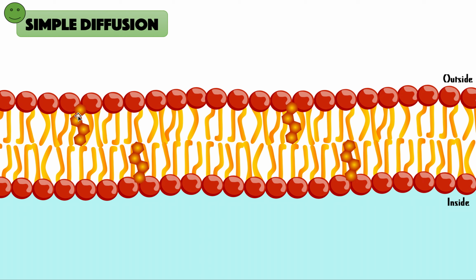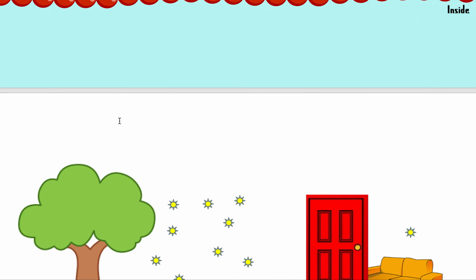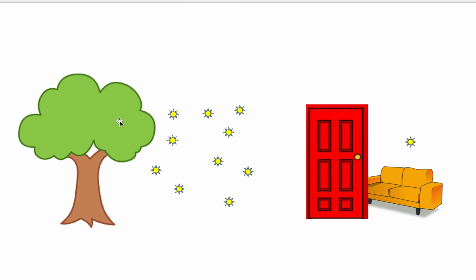Now I believe the best way to describe simple diffusion is by using a quick analogy, a quick real-life situation. Because you can always just think of this one, it will make sense to you. So picture this. We have a nice house, a nice tree here. Then we have a door, and then we have the inside of a house. We got a tree, door, inside of the house.